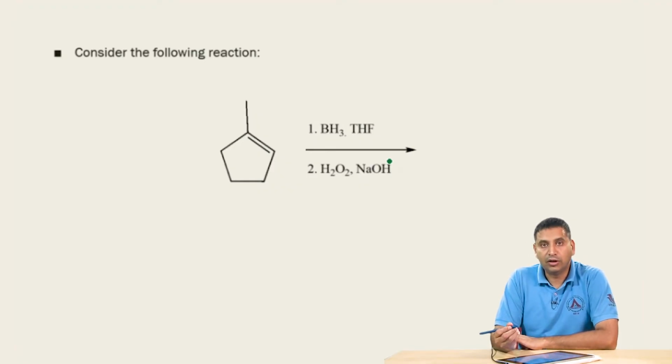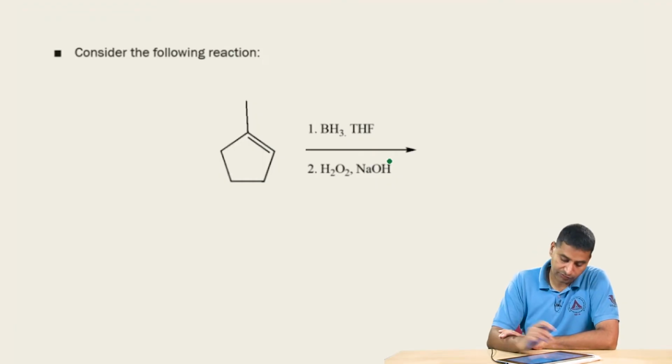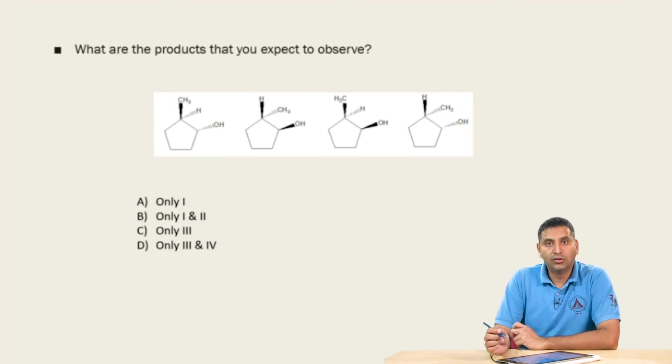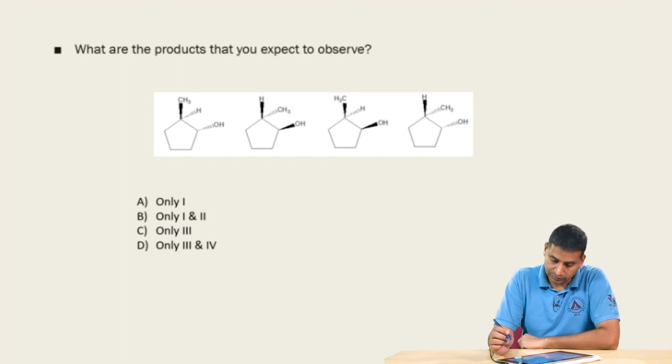So, here we are looking at a hydroboration-oxidation reaction. Consider the following reaction where you have this methylcyclopentene undergoing hydroboration followed by oxidation with hydrogen peroxide. Now, let us look at the products that could be formed. So, here are 4 products that are listed out and there are choices given. Okay. So, now how do we address this question?